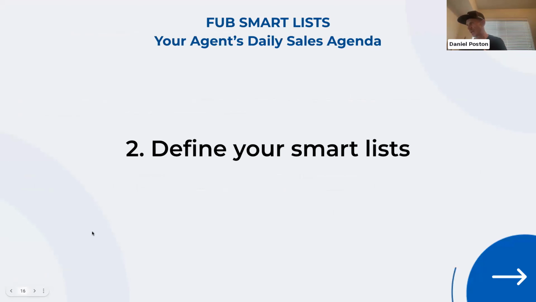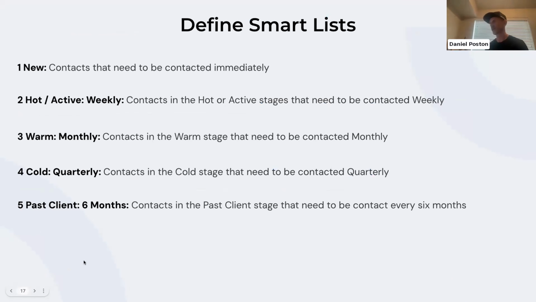Next, after you've defined your communication stages, you want to define your smart lists. You have your new contacts that need to be followed up with immediately. You have your hot and active, so these are all of your active clients or hot leads that need to be followed up with weekly. Then you have your warm, your cold, and your past clients. You may want to mix in some other stuff, depending on what your sales process is, but this is a good base to get started.